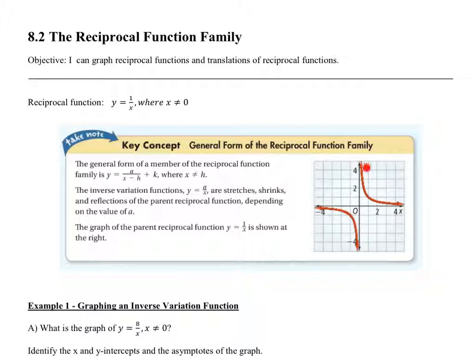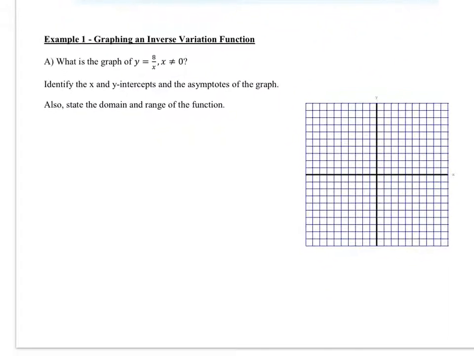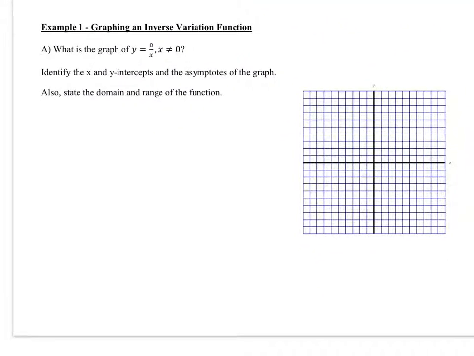If it moves up or down, that could change it. If it moves left or right, that can change it. So that's kind of what we're starting with, just what the functions look like. So this first question: identify the x and y intercepts and the asymptotes of the graph.